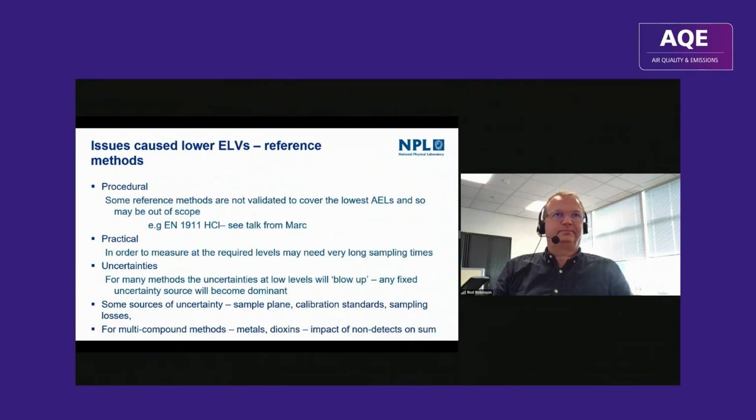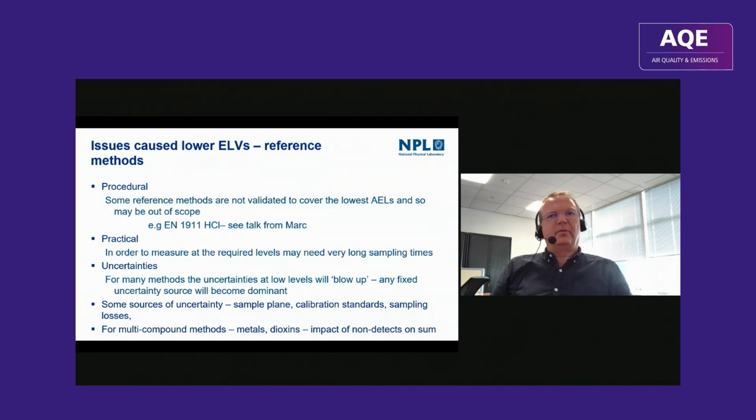So in terms of the issues that the lower ELVs are causing, some are what you might class as procedural. The reference methods that we have were validated, but they will have been validated against ranges seen at the time of their validation and against the requirements in the IED at the time. So some of those ranges are out of scope now. The stated ranges of the methods within their scope may not address the ranges of some of the new AELs. Mark's talk later in the day around the performance assessment of VN 1911 for HCl will look at a little bit more of that in detail, and some of the other talks will look at other species, for example, dust.